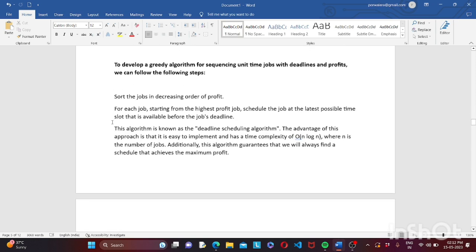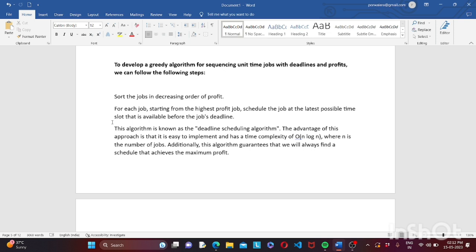Now, how do we develop a greedy algorithm for sequencing unit time jobs with deadlines and profits? We can follow these steps. Sort the jobs in decreasing order of profit. For each job, starting with the highest profit job, schedule the job at the latest possible time slot that is available before the job's deadline. This algorithm is known as the deadline scheduling algorithm.